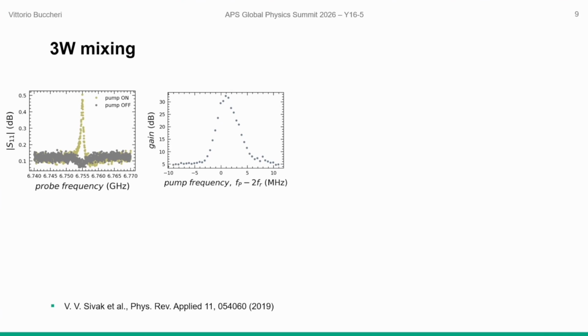If I plot the gain as a function of the pump frequency, we see that the gain is maximum when the pump frequency is twice the frequency of the resonator, and this is the signature of three-way mixing.